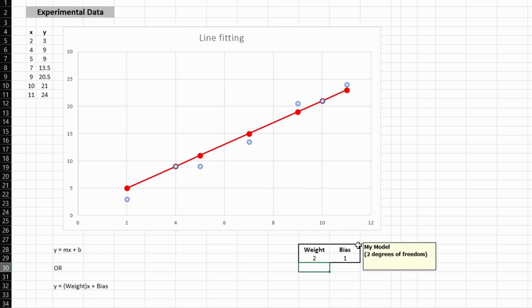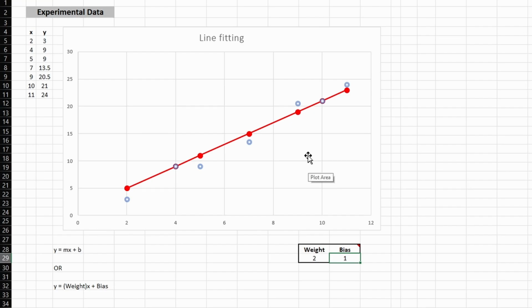So this is your model, and it has 2 degrees of freedom. What does that mean? Well, it essentially has 2 values that you can play with. You can't change anything else. So it's a relatively simple model. It's a very simple model, and you can't really do much with it. But it's enough for this data, right? So it's perfect for this data.